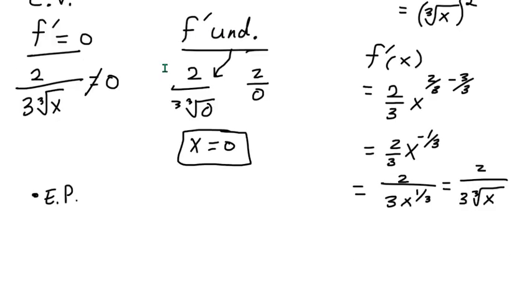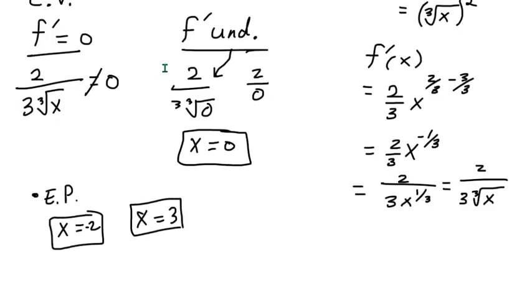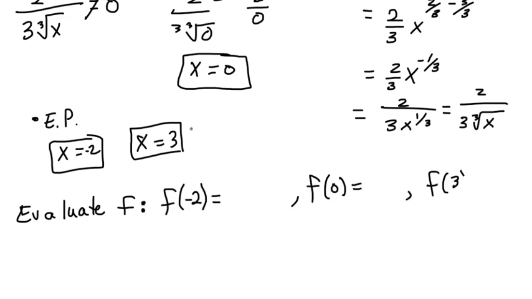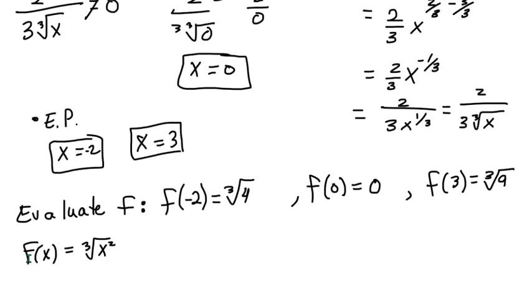Then we're going to look at our endpoints, so when x is -2 and when x is 3. Last, we'll evaluate our function at these 3 x values, looking for the highest and lowest values, giving us our max and min. Remember, we are plugging back into the original function f, not f prime, not the derivative. So f of x was equal to x to the 2/3, or in radical form, cubed root of x squared. Plugging in -2, we get cubed root of 4. Plugging in 0, we get 0, and plugging in 3, we get cubed root of 9. Cubed root of 4 is approximately 1.6, and cubed root of 9 is approximately 2.1.